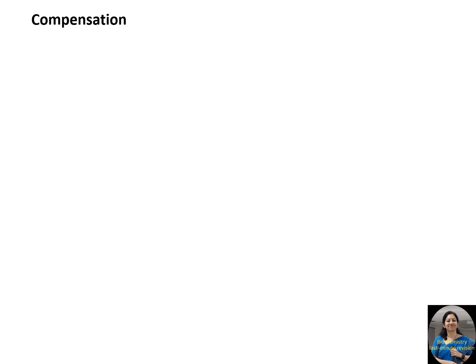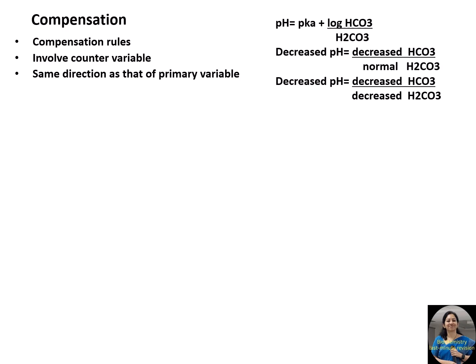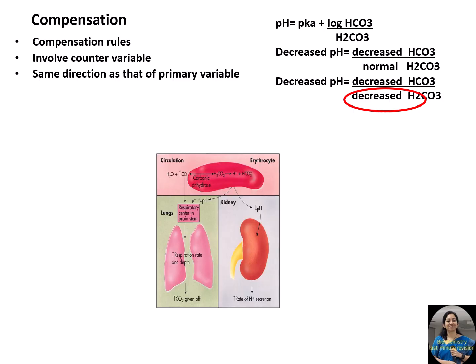Now, how is metabolic acidosis compensated? There are two important compensation rules. Compensation always involves the counter variable and in the same direction as the primary variable. Let's consider the Henderson-Hasselbalch equation, which states that pH is equal to pK plus log of bicarbonate to carbonic acid. In metabolic acidosis, pH is decreased, bicarbonate is decreased, whereas partial pressure of carbon dioxide, represented as carbonic acid, is normal. So how is this compensated? The primary variable here is bicarbonate and the secondary variable is carbonic acid. The primary variable is decreased, so compensation occurs by decreasing carbonic acid.